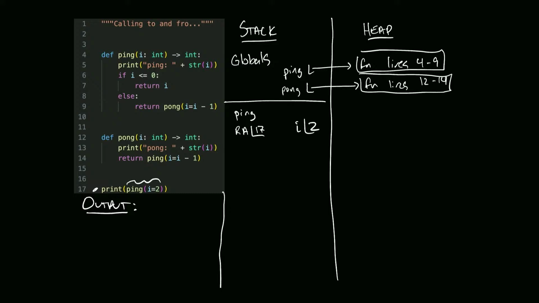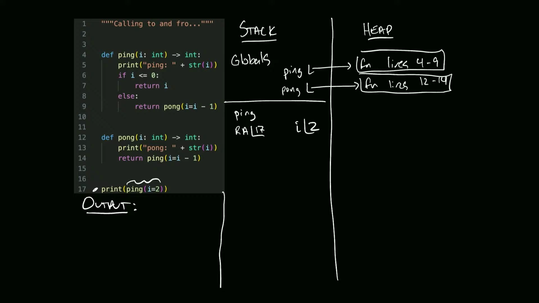We also have here an if-then-else statement, and notice that we do have an else here. So just as a quick review, when we have an if statement, if that condition is true, we would go to line 6, return i. If i less than or equal to 0 is false, we would go to the else and return the result of calling the pong function.